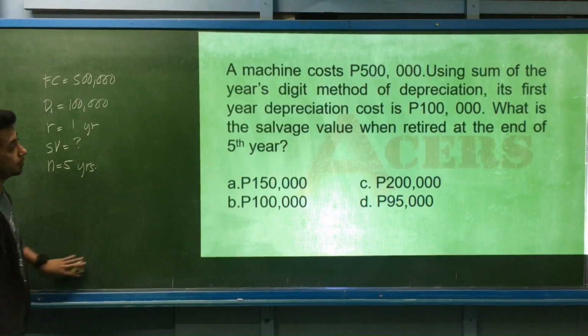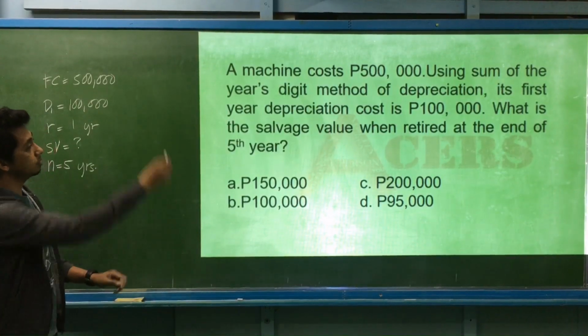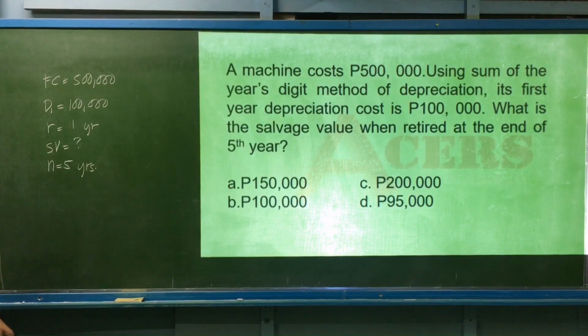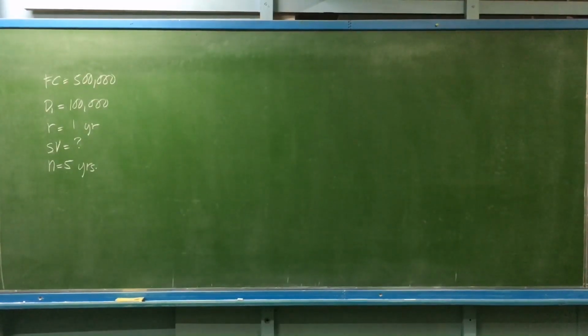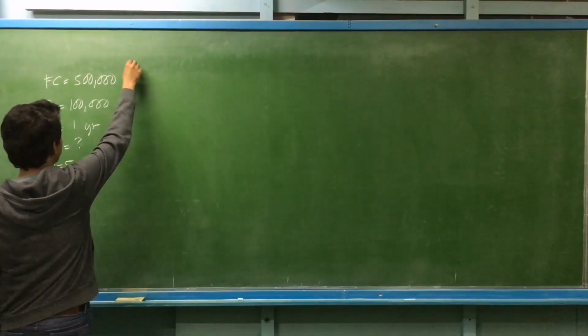Proceed tayo sa example ng sum of the years digit method. So a machine costs 500,000. Using sum of the years digit method of depreciation, its first year depreciation cost is 100,000. So what is the salvage value when retired at the end of the fifth year? So hinahanap natin dito yung salvage value.